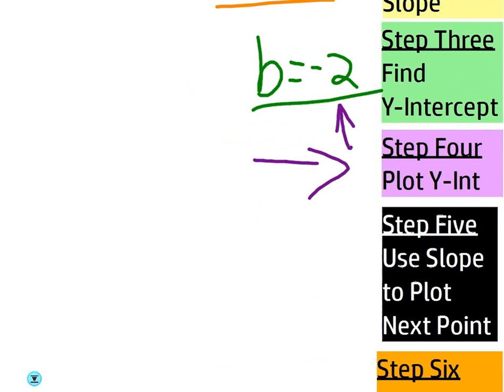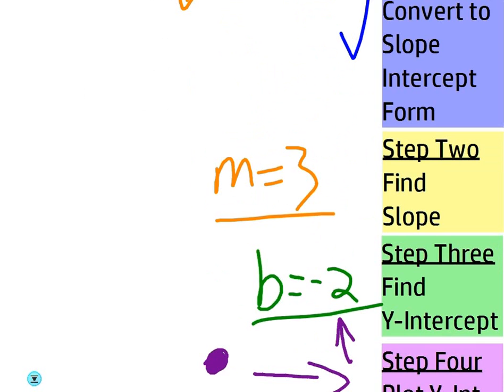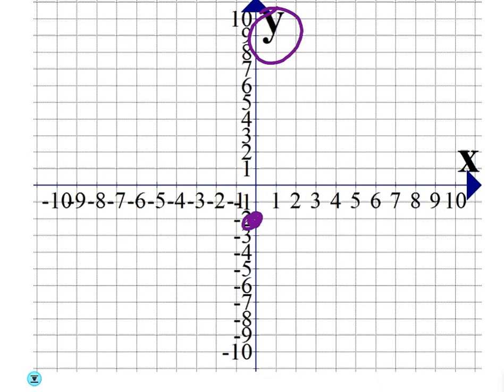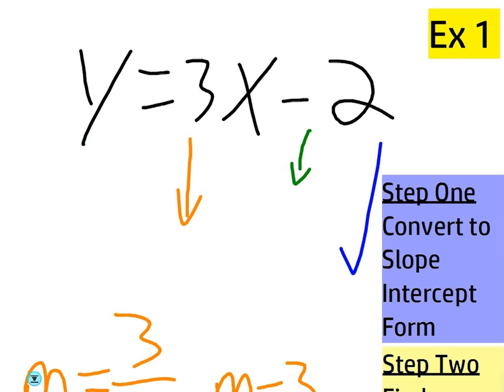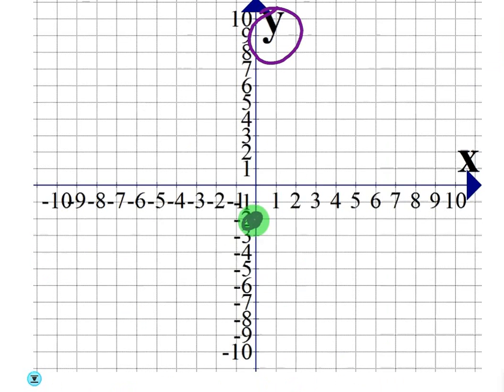Next step is to use the slope to plot the next point. So guys, I've seen a lot of students get confused here. Once you plot that y-intercept, that's your starting point. And you're going to use the slope to plot the next point. Now it might be helpful to write the slope as a fraction. So it's going to be 3 over what? 1. Okay? So again, I'm going to start at the y-intercept right here. And since my slope is 3 over 1, I'm going to go up 3 over 1, starting at the y-intercept.